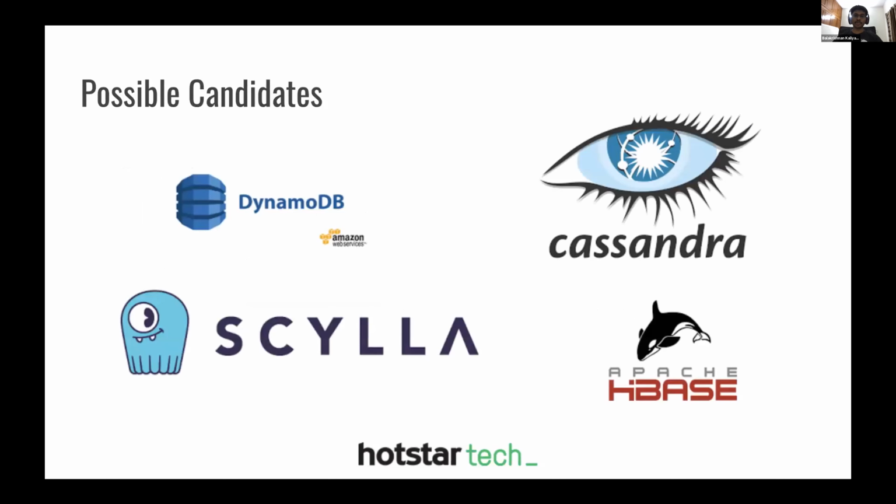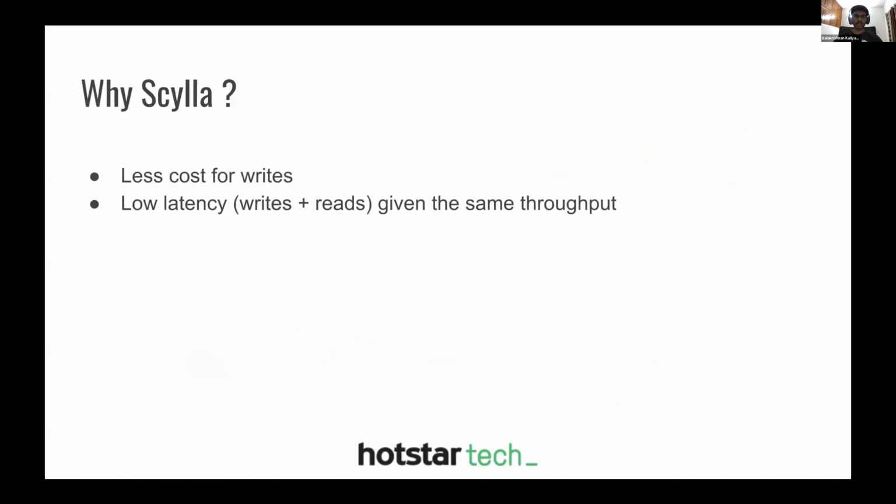We also analyzed a few possible candidates before we moved to Scylla, like Cassandra, HBase, DynamoDB, and Scylla. We did a bunch of stress tests and regression tests on all the databases, and we also considered the cost involved in doing the migration as well as maintenance across all the databases. And we found out Scylla fits our bill: it fits our latency requirement, the timeout requirement, and other factors which we wanted for our use case.